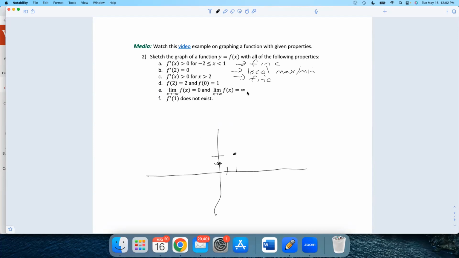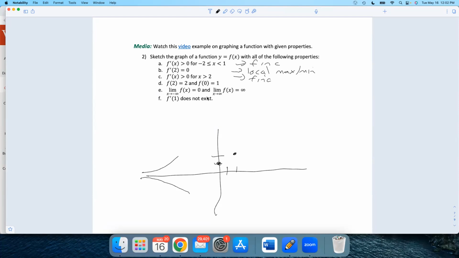Now let's take a look at these limits as we go to -infinity and infinity. So this says the graph is approaching 0 as we go backwards. We got some kind of asymptotic behavior. Now, I don't know yet whether it could be doing this or it could be doing this. Either one of those would satisfy this condition.